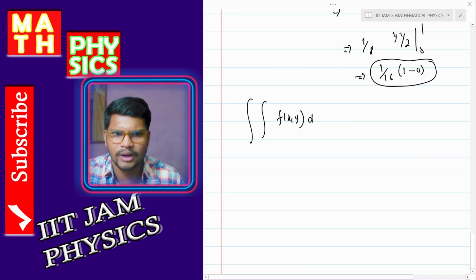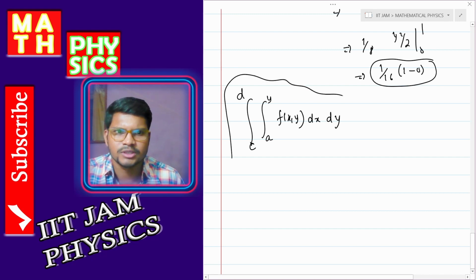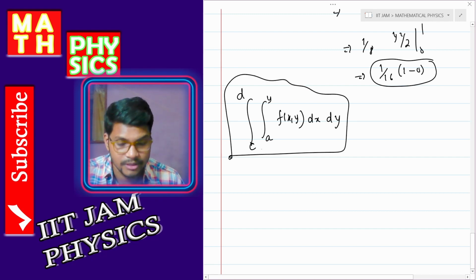So f of x, y, with dx and dy. If this is the case, then what you can do is, whatever the limit, there is y and there is some limit, let us say c, and the other limit would give you something like d. This is how we are going to achieve this integral.